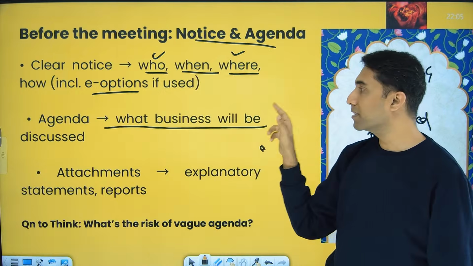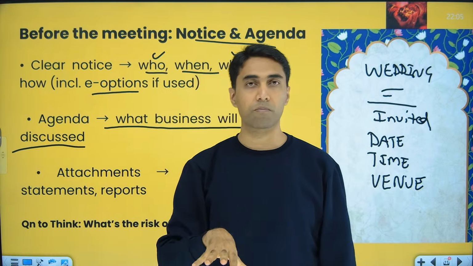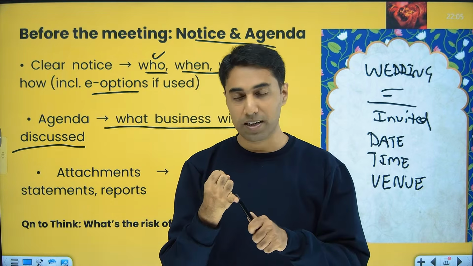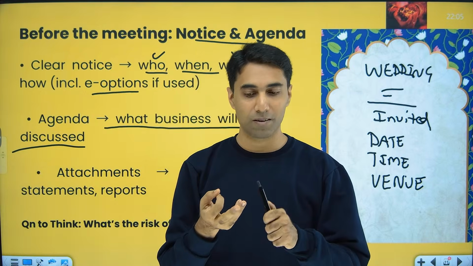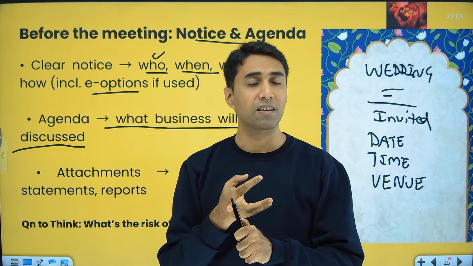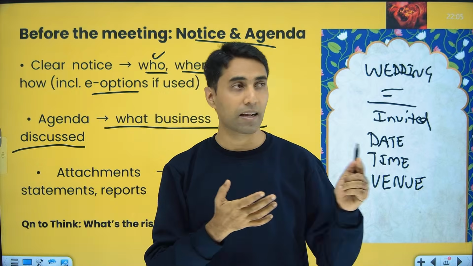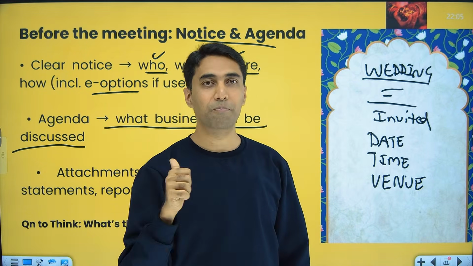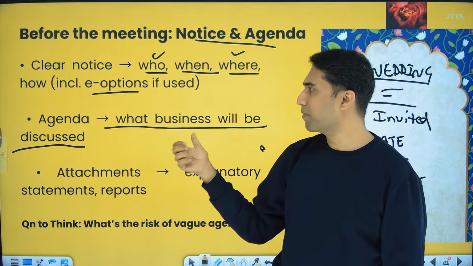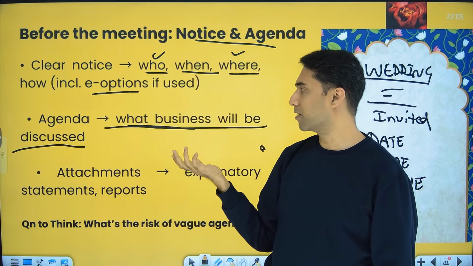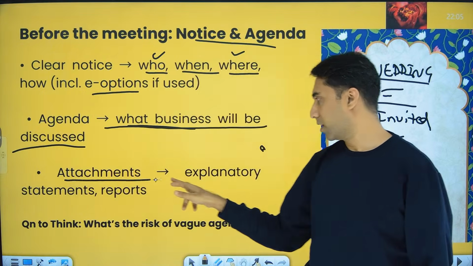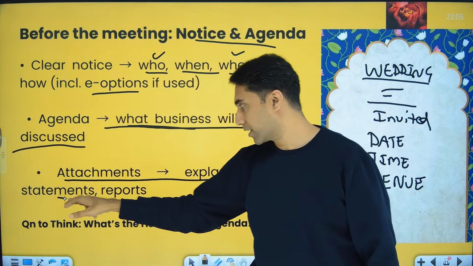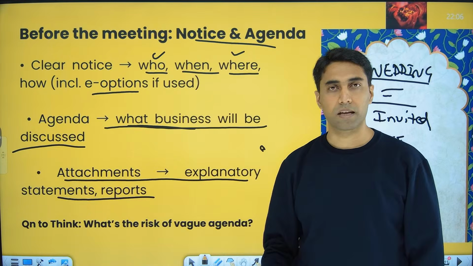The agenda is what business will be discussed. You will come, so what is going to happen? Is it a wedding? Is it a housewarming ceremony? Is it some other birthday party? You will ask if you have an invitation for some function. Similarly, in a meeting, you will obviously tell what the agenda is, what business will be discussed, what the attachments are, what the explanatory statement is, what the reports are, etc.